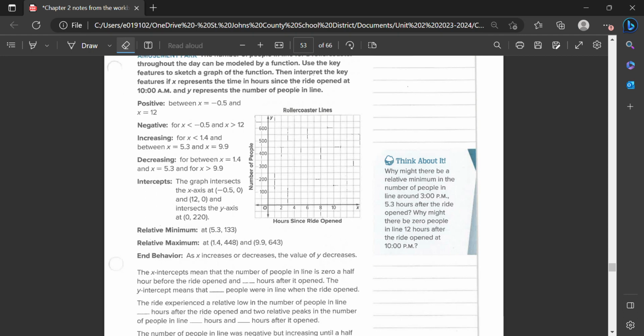Alright, so it's positive between -0.5, so we'll just say it's right there, and 12, which we'll say is right there. It's increasing for x is less than 1.4. Oh, sorry, it's negative. So from down here to here, it's negative. And so basically, it's going like this, and it's going like this. Something like that.